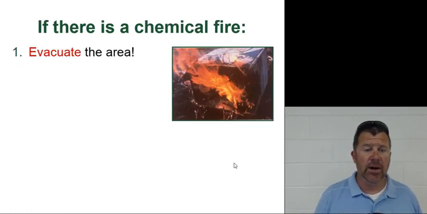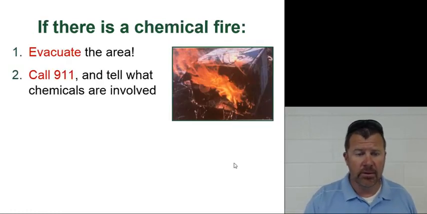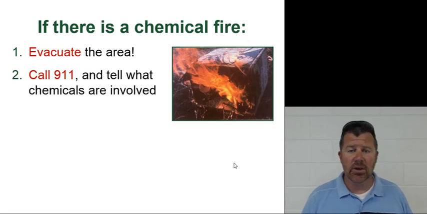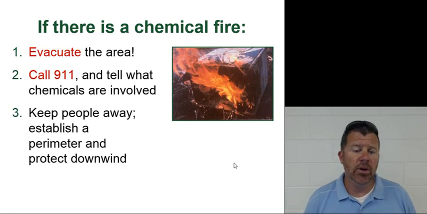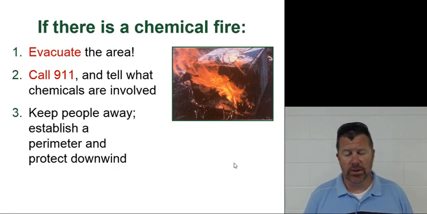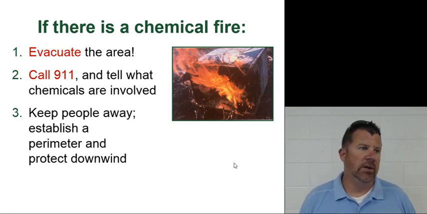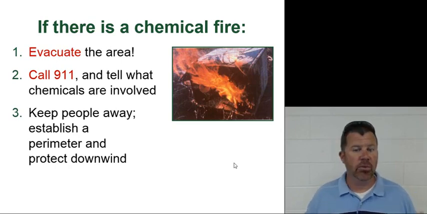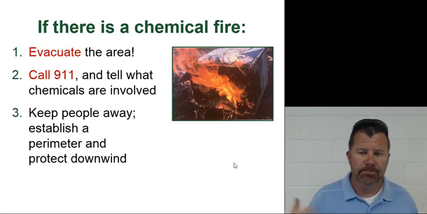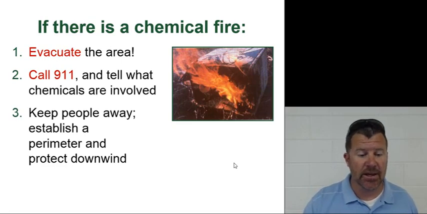If there is a chemical fire, evacuate the area. Call 911 and tell them what chemicals are involved. Keep people away, establish a perimeter, and protect downwind. If you had a greenhouse or something downwind, you may want to try to seal it up, close the doors, turn off the vents, do what you can to protect the downwind.